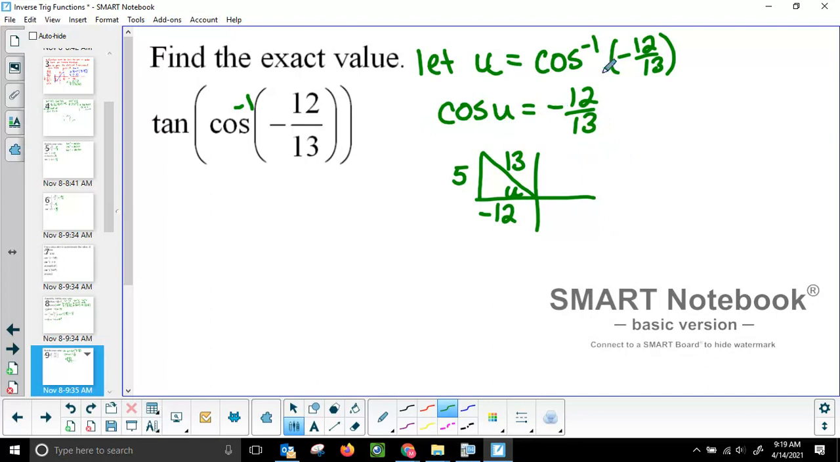All right. Well, now that I know all of this stuff is equal to u, really all I'm looking for here is the tangent of u. Well, here's my u and here's my triangle. Tangent is what over what? According to SOHCAHTOA. Opposite over adjacent. So opposite over adjacent. So this is simply 5 over negative 12. Done. That's it. It's not near as complicated as what it first looks when you look at this mess. Okay?